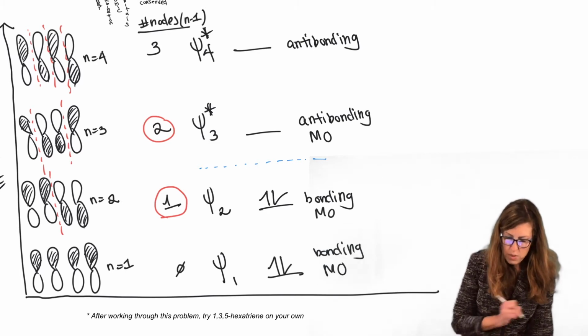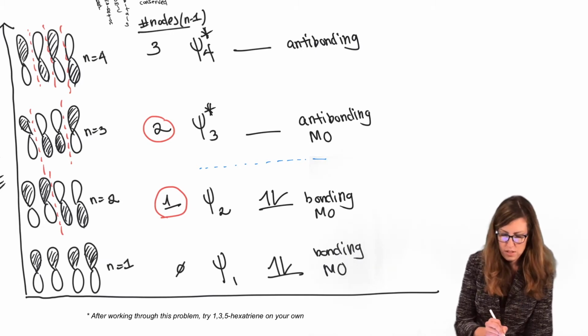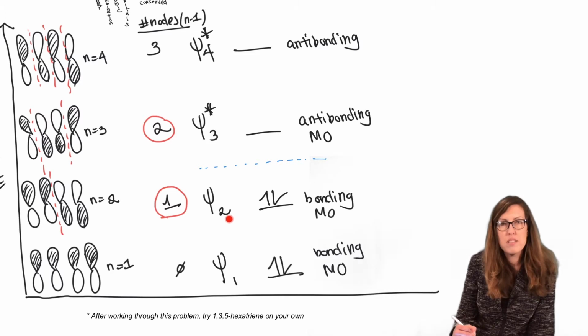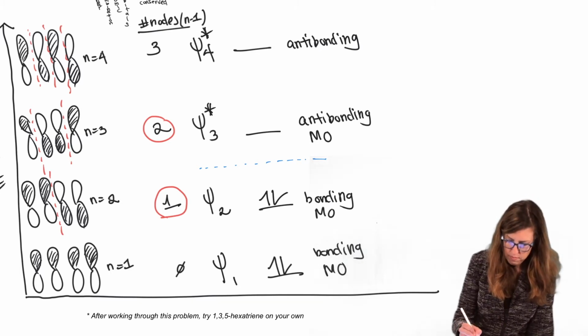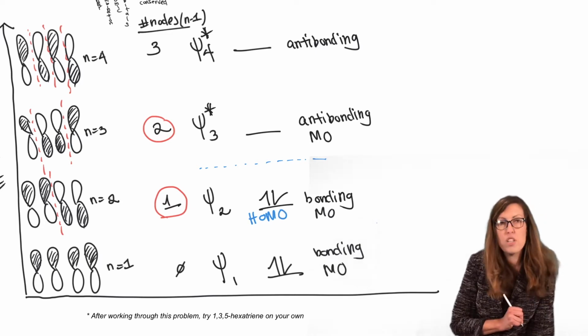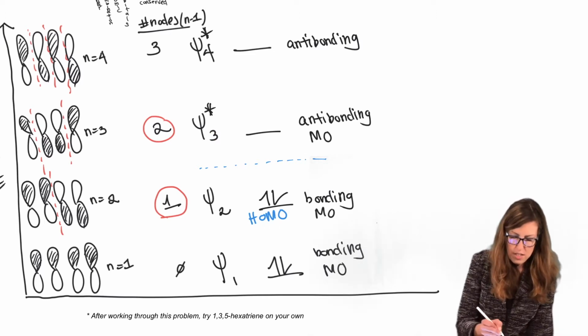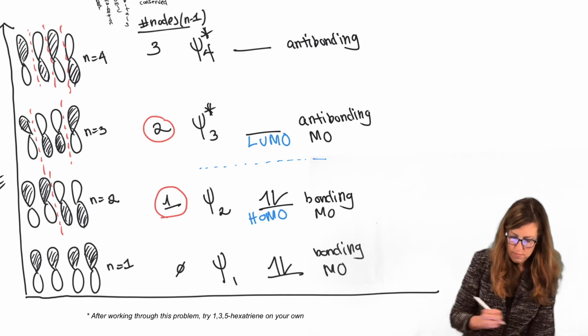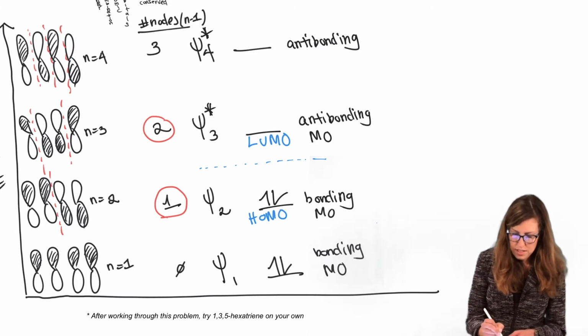All right, so which ones are HOMO? HOMO means highest occupied. So you find the occupied levels. Psi 1 and psi 2 are occupied. The highest of the 2, the highest occupied, is psi 2. So that's our HOMO energy level. Where's our LUMO? Lowest unoccupied. Psi 3 star and psi 4 star are our 2 unoccupied levels. The lowest one of those is psi 3 star, so that is our LUMO. Okay, so this is the expected ground state.